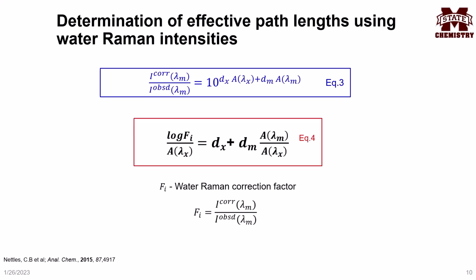With a simple mathematical rearrangement, equation 3 can be converted into equation 4. With this, the effective excitation and emission path lengths can be obtained from the intercept and slope through a linear fitting.